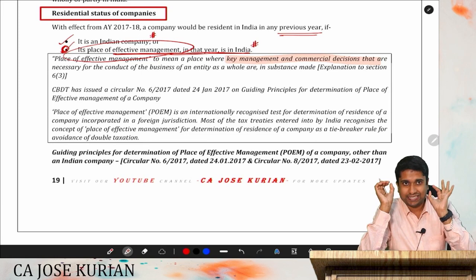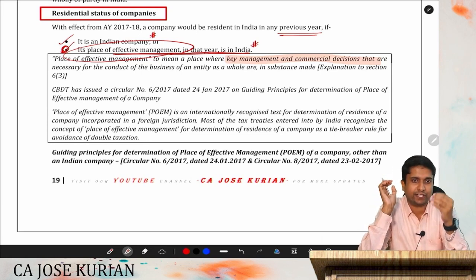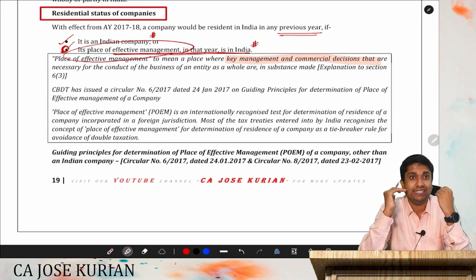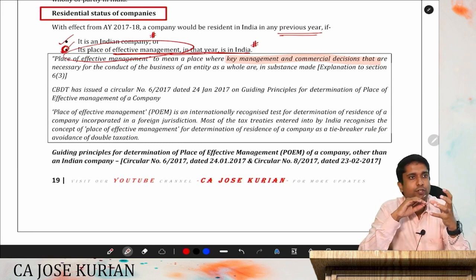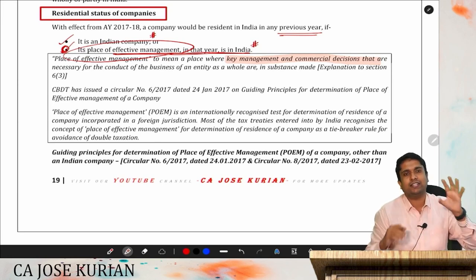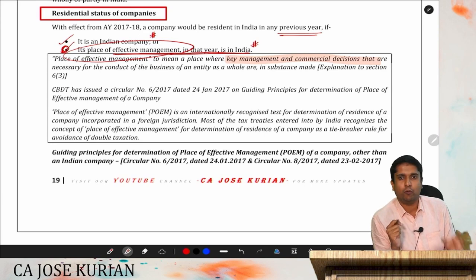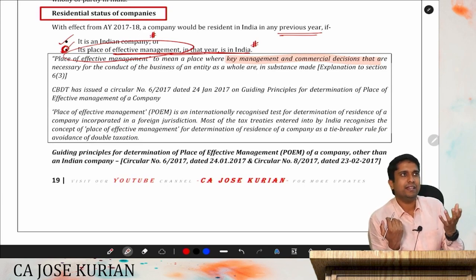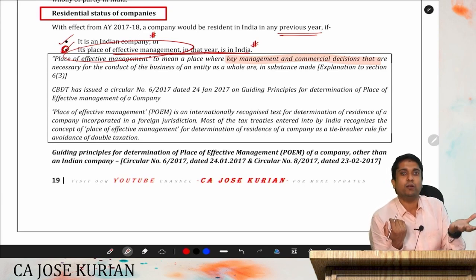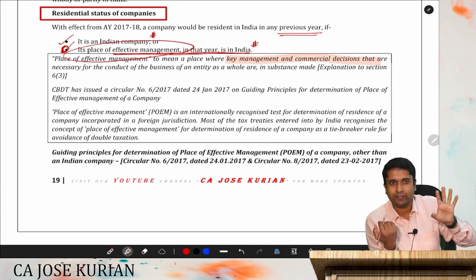Now, for determining POEM, place of effective management, there are certain guidelines given by the Central Board of Direct Taxes. All right. So let's understand which are the guidelines. So friends, please listen. What do you mean by guideline? Guideline means simple tips or some advice given by CBDT while determining place of effective management.